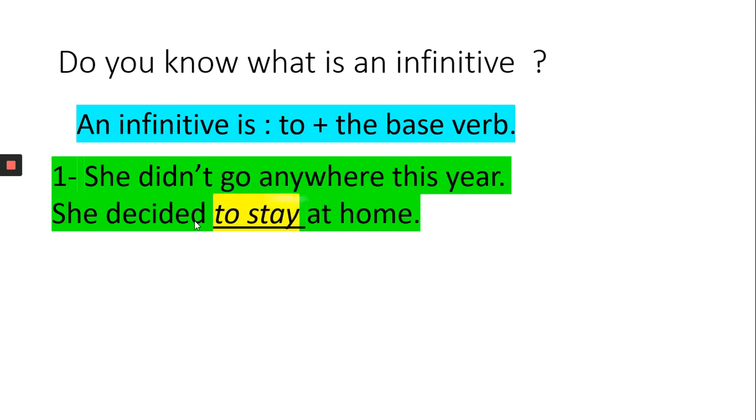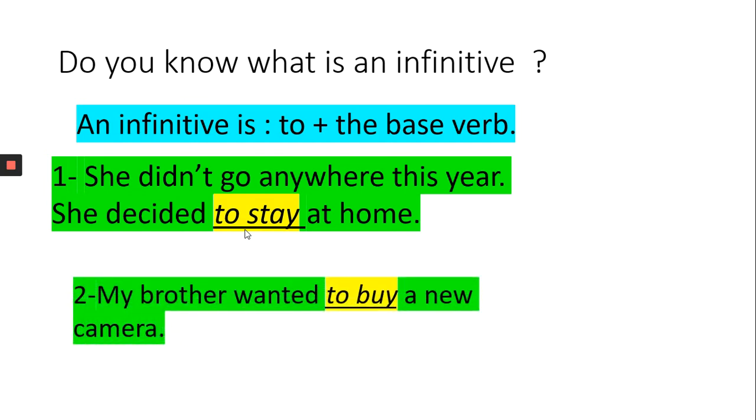Example of an infinitive verb: she didn't go anywhere this year. She decided to stay at home. So where's the infinitive here? Very good. The infinitive is made up of to plus the base form of the verb stay. So here, to stay is an infinitive. What about the second example? My brother wanted to buy a new camera. So the infinitive is to buy.